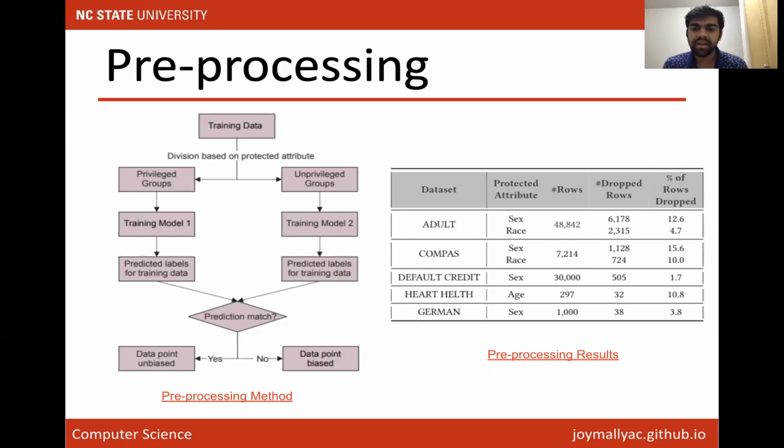And here we can see that at most we are losing 15.6%. So I think this is a fair magnitude for achieving fairness. The last column indicates what percentage of training data we are losing because of this pre-processing step. And later we will show that it does not affect the performance of the model much.